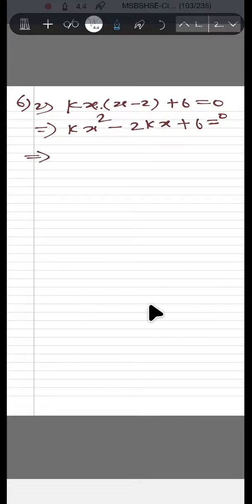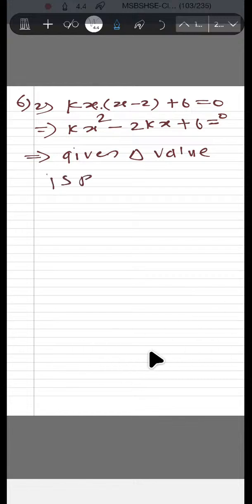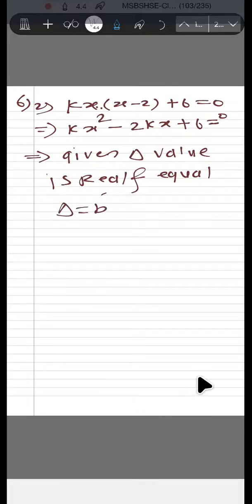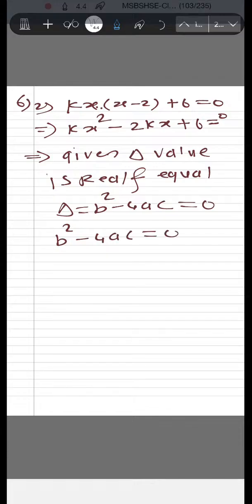Now let's discuss more. What does it say? Discriminant value. See, the value given is what? The discriminant value is real and equal. Okay, real and what? Equal. It means what? That the discriminant b squared minus 4ac is equal to 0. So therefore b squared minus 4ac equals 0.